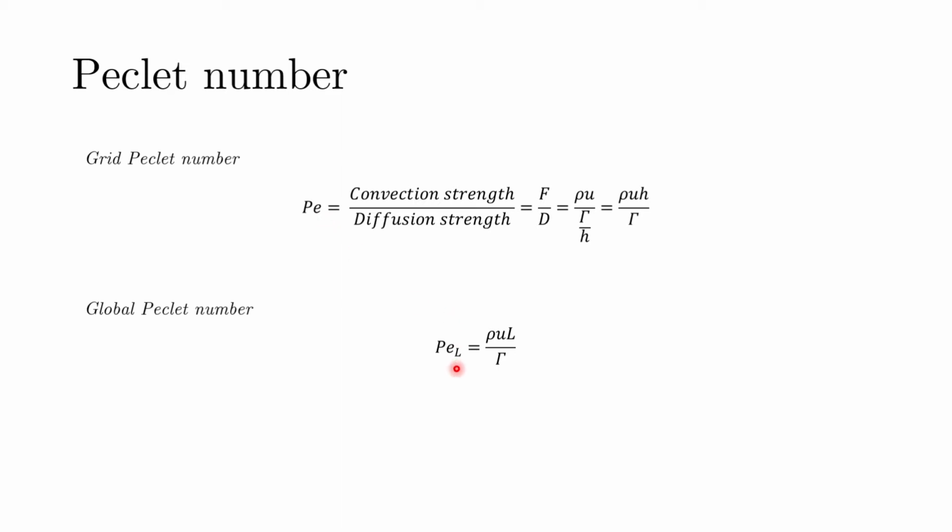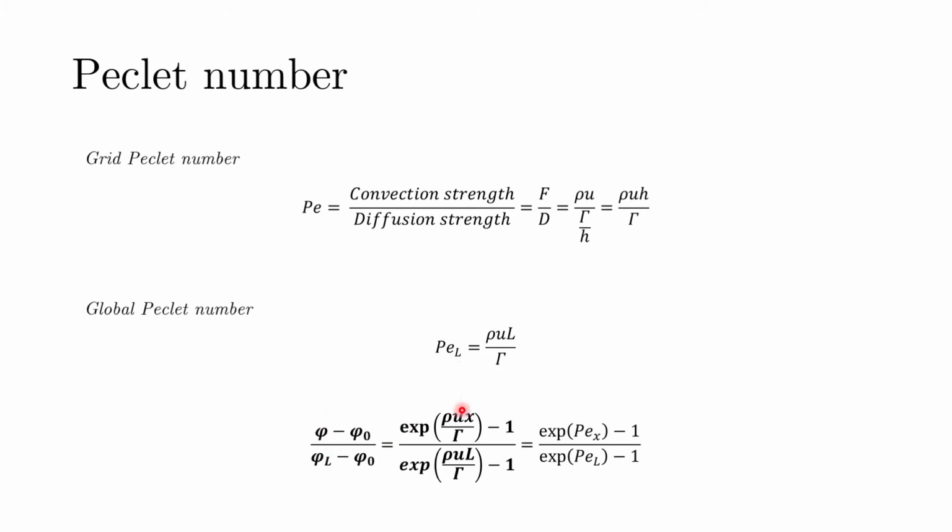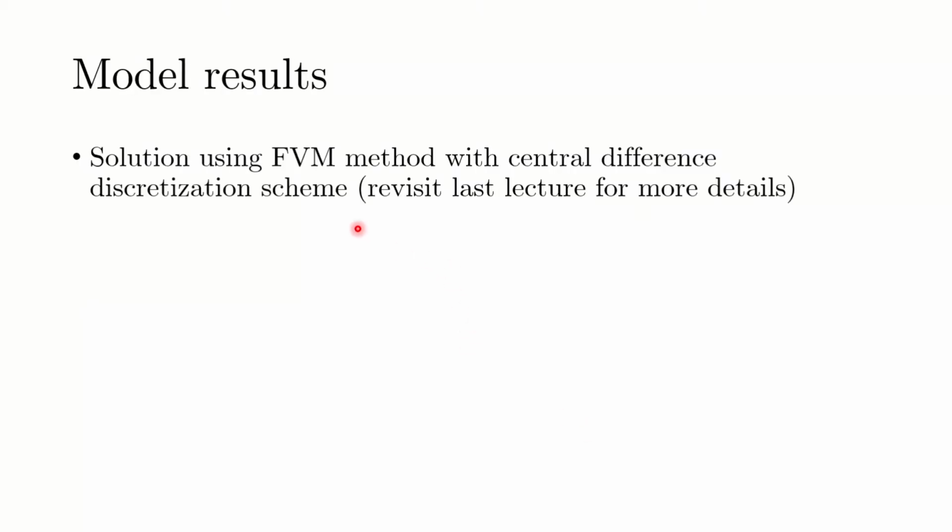So now if I want to frame my exact solution, which is written in bold here, you can very easily see that the exponential term here is nothing but the Peclet number evaluated at some x, whereas in the denominator, we have the expression for the global Peclet number. So a simpler representation of this expression, that is this exact solution, is written in terms of these Peclet numbers. So now we would look at some model results. I want to clarify that these results are obtained using the same ideas that we discussed in the last lecture, that we are using a finite volume method with central differencing discretization scheme.